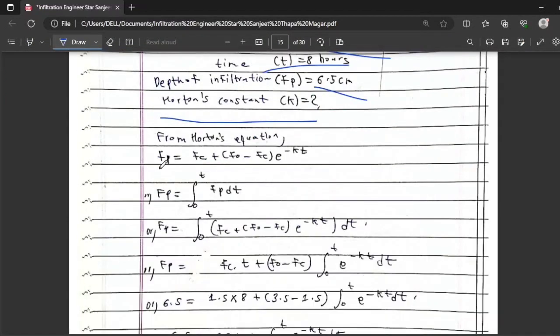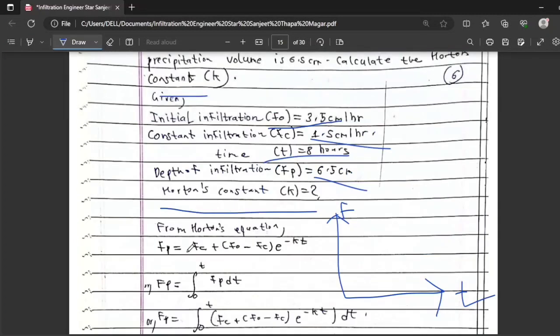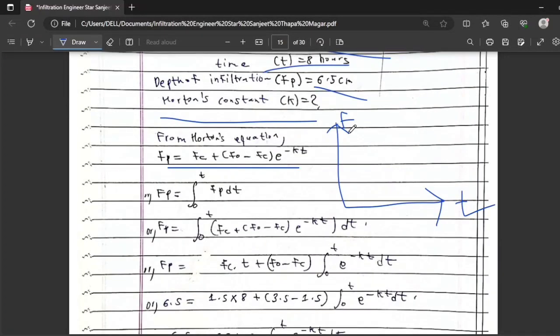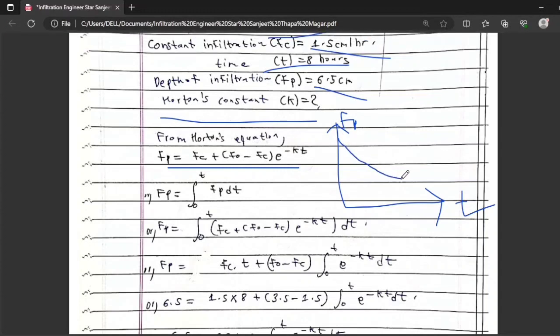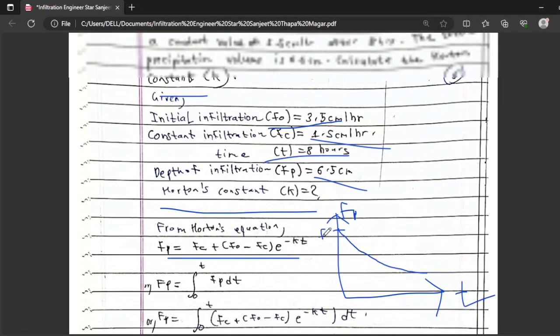From Horton's equation, Fp is equal to Fc plus F0 minus Fc e power minus kt. F is the integration from 0 to t of Fp dt. This is the graph. This is time. Independent is always kept in the x-axis, that is time, and dependent is F. So infiltration is dependent on t, so the dependent variable is always placed in the y-axis. From this we can plot Fp. Initially infiltration will be more, and as the time passes it will become constant. So this is F0, and this is Fc, and from the data F0 must be greater than Fc.